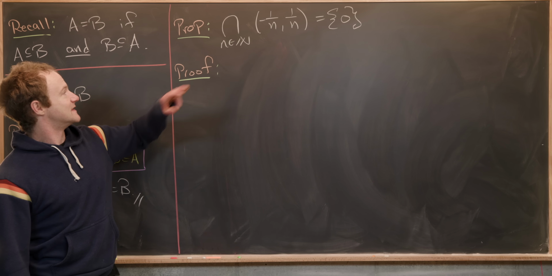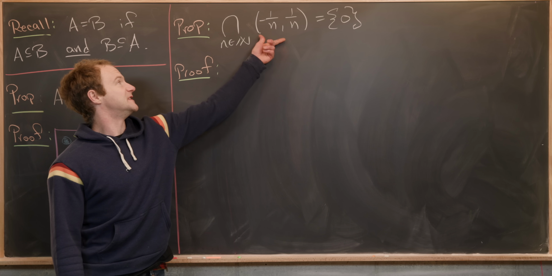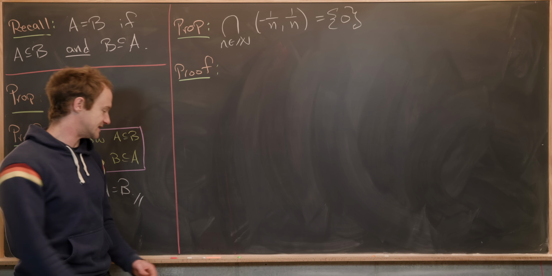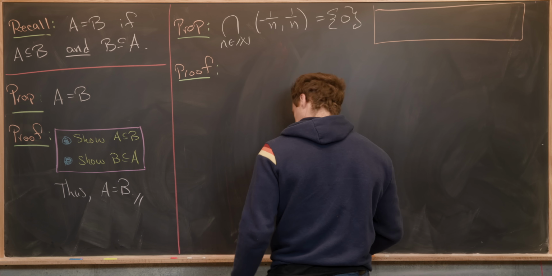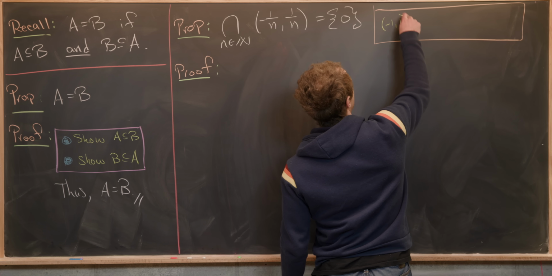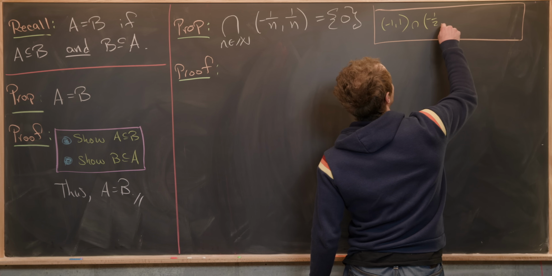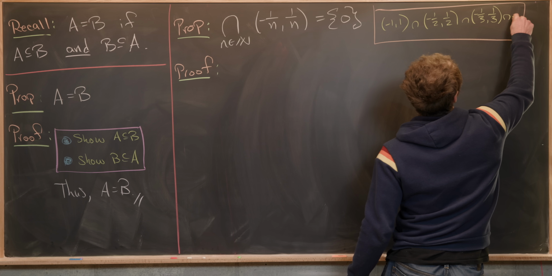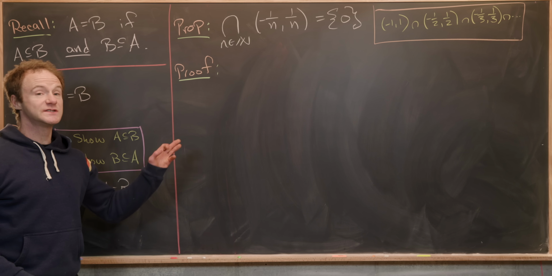The first one is that this infinite intersection, the intersection over all natural numbers n of the interval minus 1 over n to 1 over n, is equal to the singleton 0. Let's just sketch out what this is real quick before we look into the solution. This is like the intersection of the interval minus 1 to 1, that would be n equals 1, with the interval minus a half to a half, with the interval minus a third to a third, and so forth.